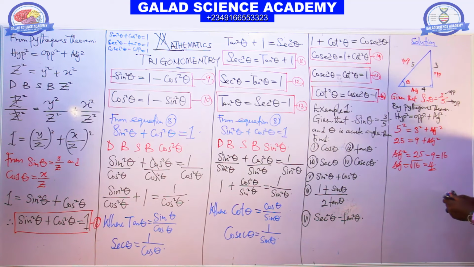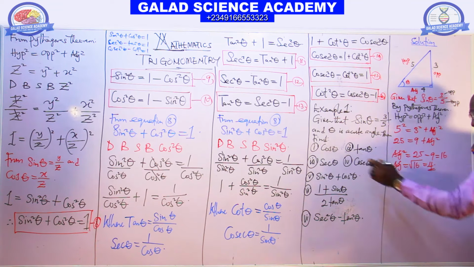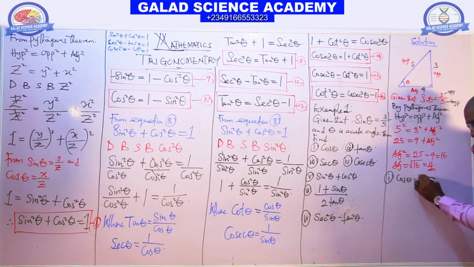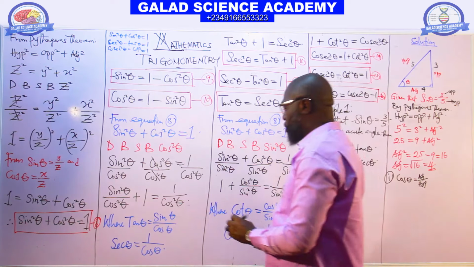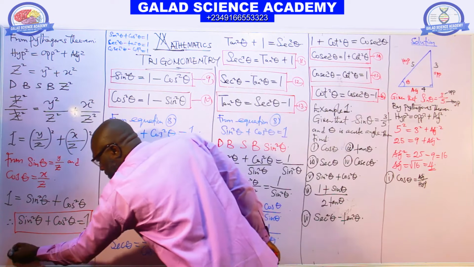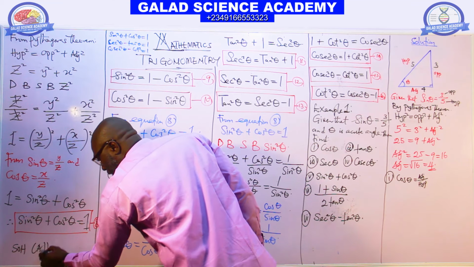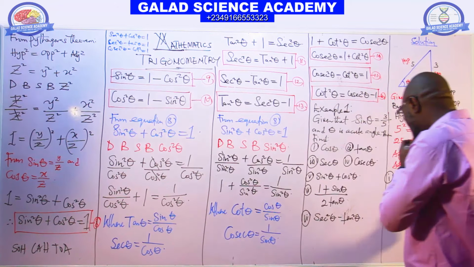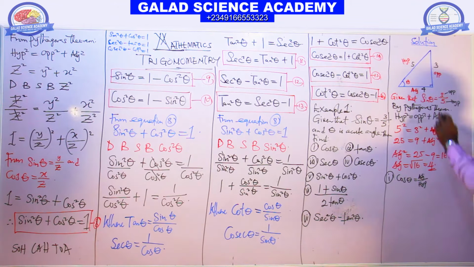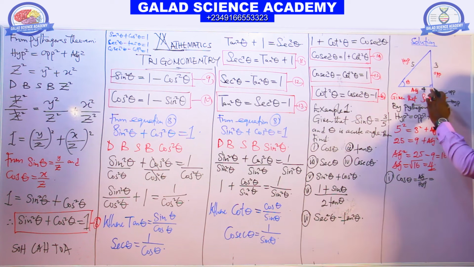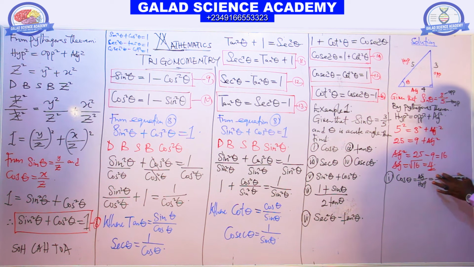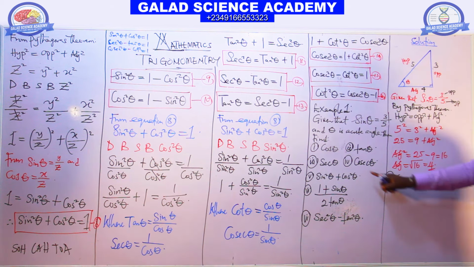So what are the questions given here now? Question number 1: what is cos theta? Cos theta is adjacent over hypotenuse. Please don't forget the principle that we are using, which is called SOHCAHTOA. So cos is adjacent over hypotenuse. Adjacent is 4, and the hypotenuse is 5. So my cos theta gives me 4 over 5.